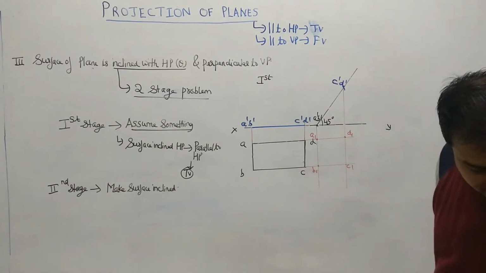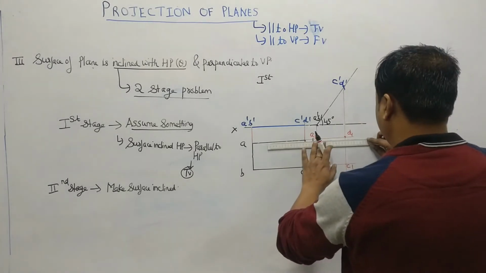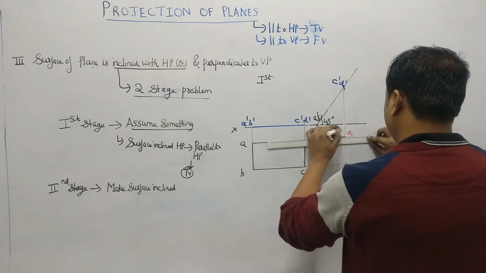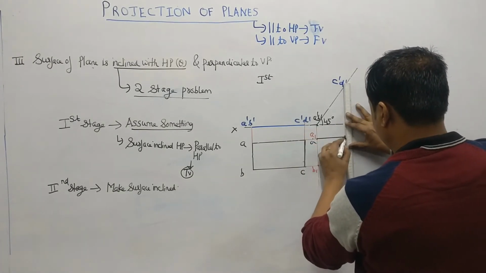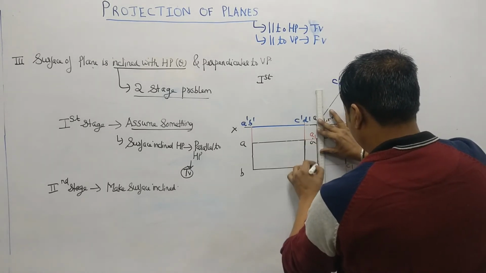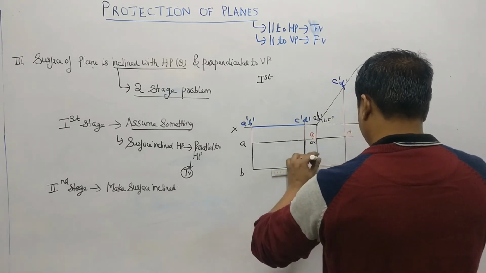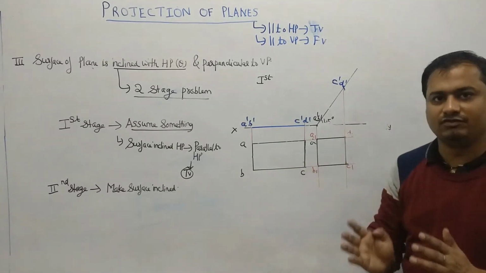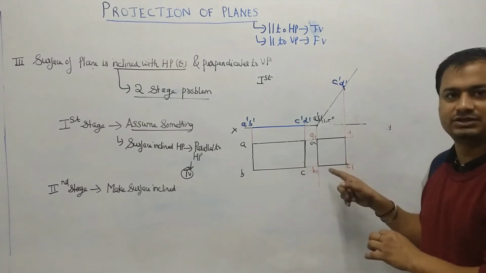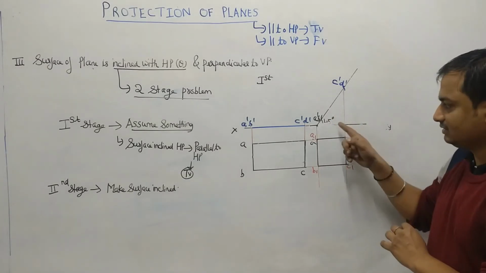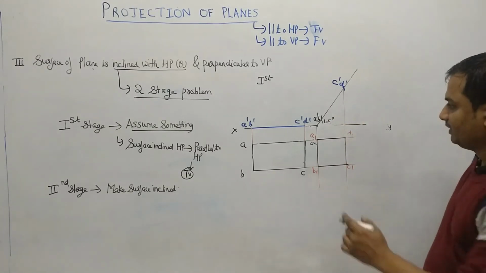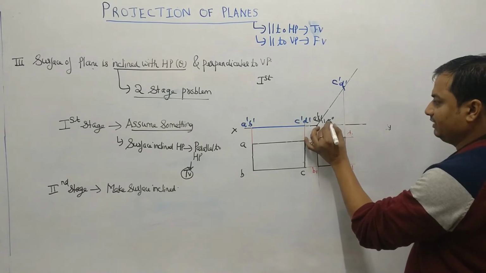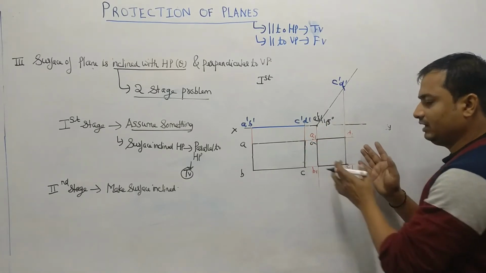Okay, so you will be getting the 4 points. Just join all these 4 points. So you will be getting a small shape of a rectangle. This is the final projection when the surface is inclined at 45 degrees. So you are getting the final top view apparent shape.